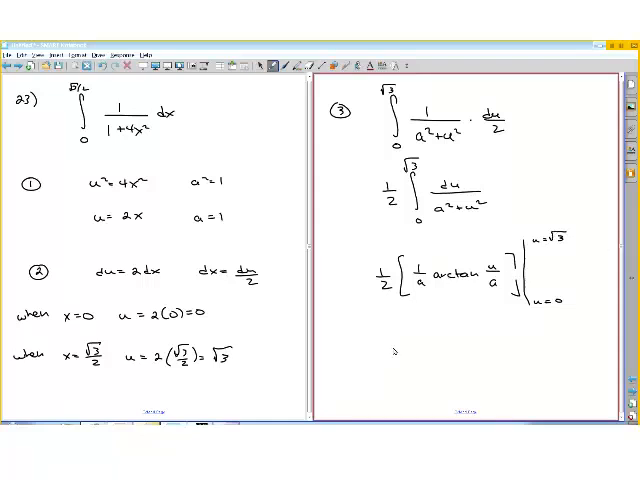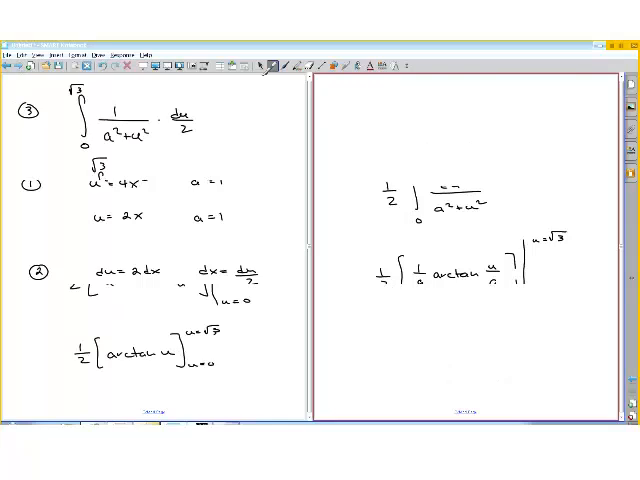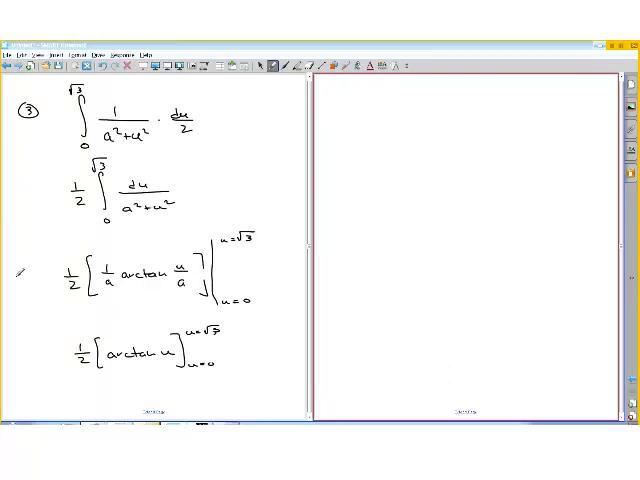Now I have to plug a in. So I get 1/2. A is 1, so it's just going to be 1 over 1, which is 1. So we get the arc tangent of just u, from u equals 0 to u equals square root of 3. So, well, that was the integration part. So that's step number 4 right here, integrate. Step number 5 is to evaluate the integral.